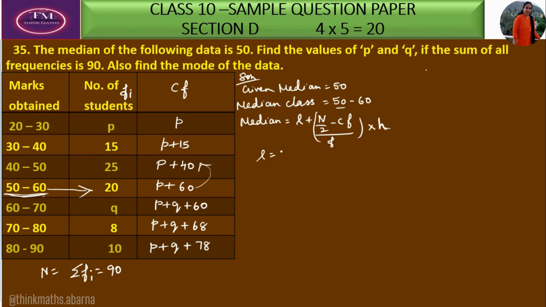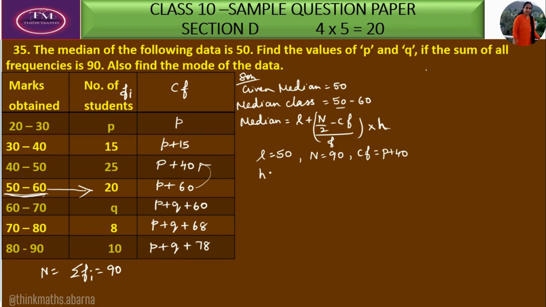So the lower limit is 50. So L is equal to 50 and N is nothing but 90. N is equal to summation of Fi, so N is equal to 90. CF is nothing but the cumulative frequency of the previous class. So it is P plus 40.